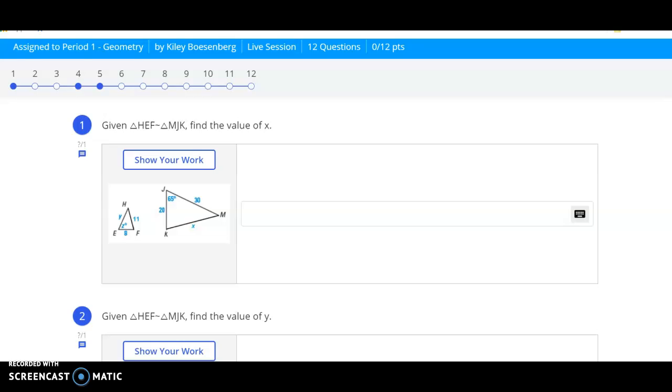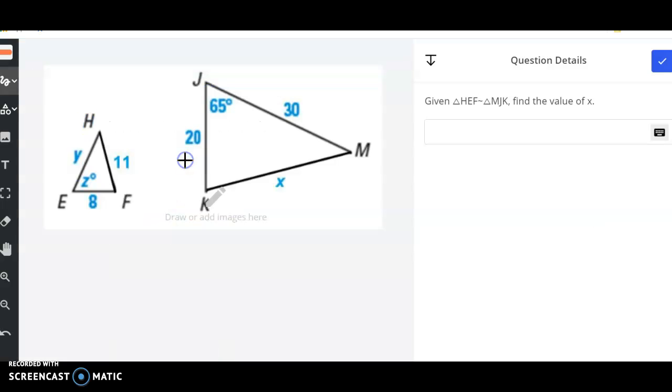We'll start with number 1, but within this show your work section for number 1, we'll do 1, 2, and 3 for X, Y, and Z. To first set up, let's say we're going to do X first, but which side over here does X go with? Just based on your eye, you might look and think that X goes with 8, but it actually doesn't.